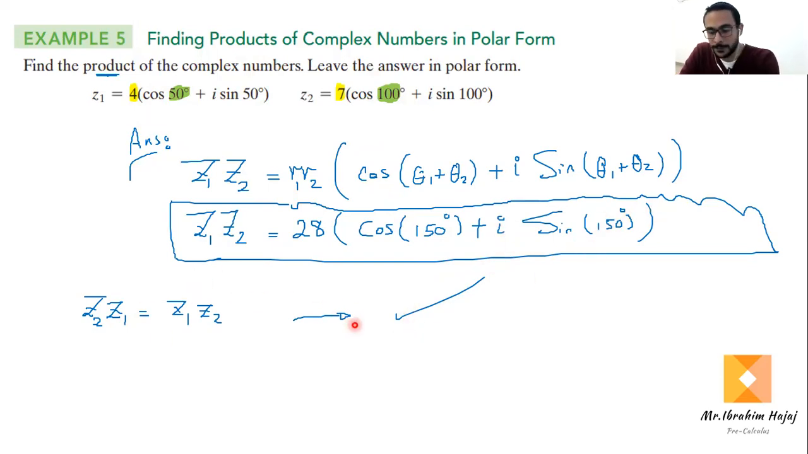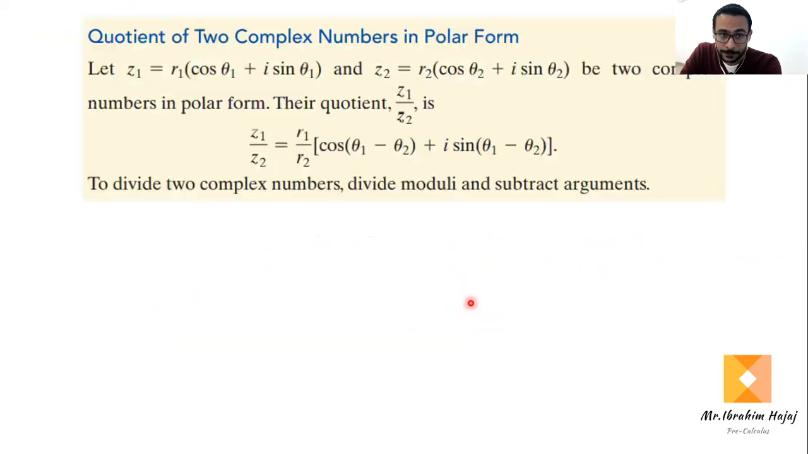This is the product, guys, of two complex numbers. Multiply R1 by R2, 4 by 7, 28, open brackets. Cosine the sum of the two angles, 50 and 100 is 150. I sine the sum of the two angles, 50 and 100 again is 150. This is all what we did in the previous week.